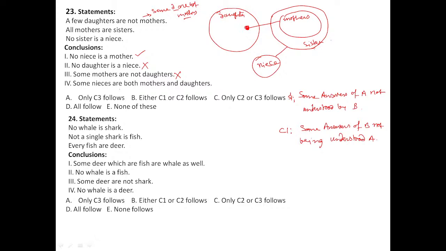So some nieces are both mothers and daughters. So, no relation at all, okay. So this is cross. So only C1 follows.